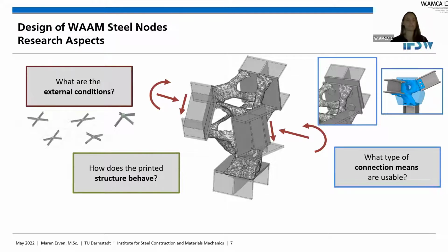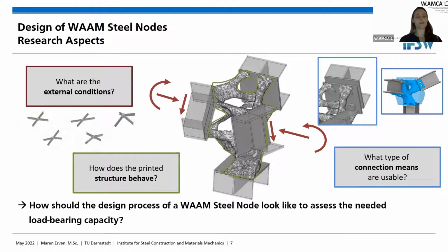So I'm a structural engineer. I want to calculate the structure. So that's for me the most important question. And all this comes to one question I want to answer: how should the design process of WAAM-steel nodes look like to assess the needed load-bearing capacity? And I now want to go more to the structural behavior of these printed steel nodes.